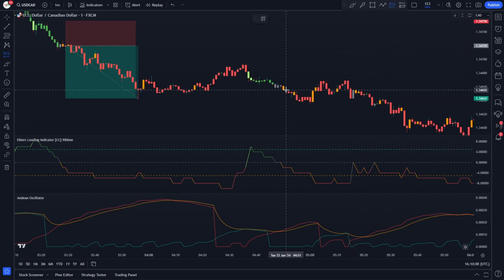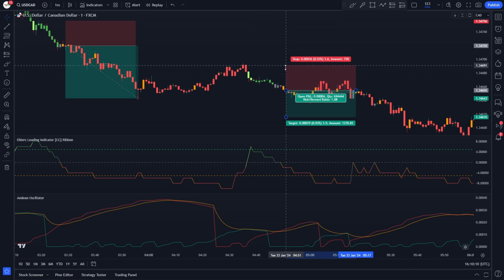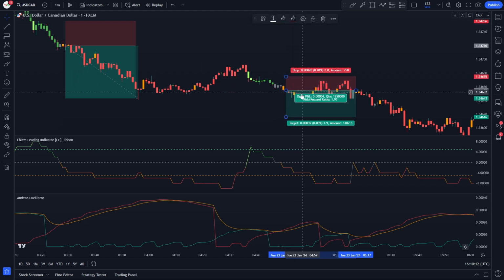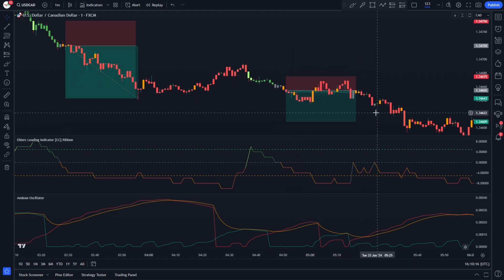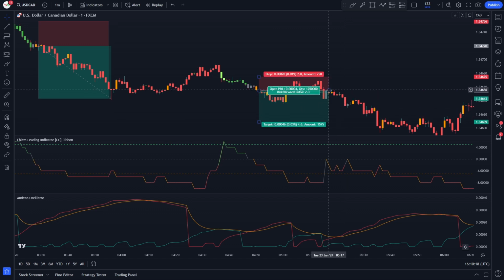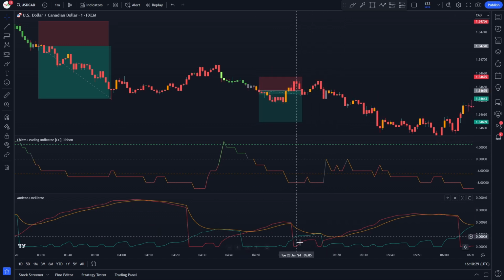When this new candle is opened, the stop loss for this trade is placed above the previous swing high, and this trade is also a profitable trade. As you can see, we didn't have any signal around here, and the Andon Oscillator says that the market is flat, and correctly. The market was flat here in this part, and here.